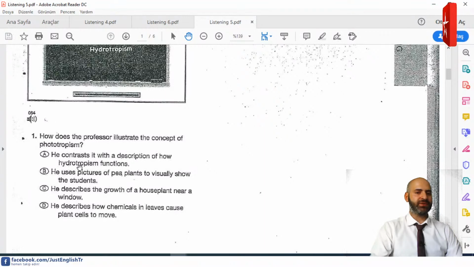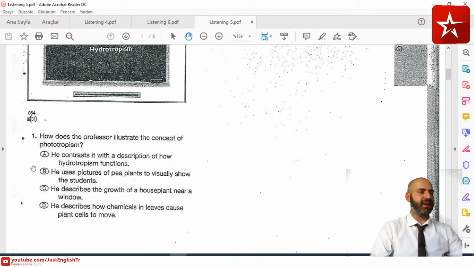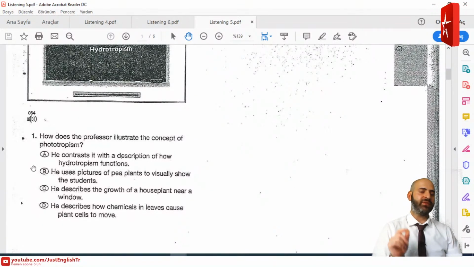Question number 1 asks, how does the professor illustrate the concept of phototropism? A. He contrasts it with a description of how hydrotropism functions. B. He uses pictures of pea plants to visually show the students. C. He describes the growth of a houseplant near a window. D. He describes how chemicals in leaves cause plant cells to move. How does he explain phototropism?